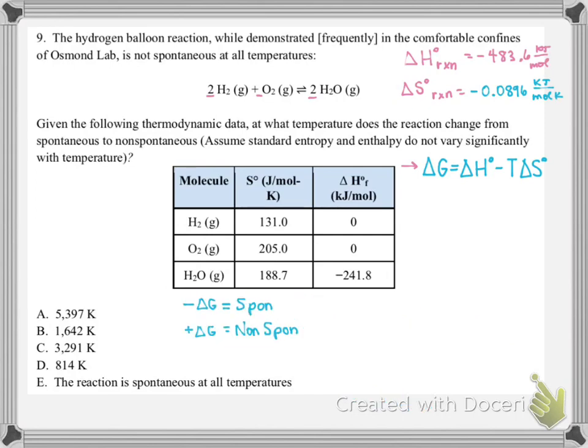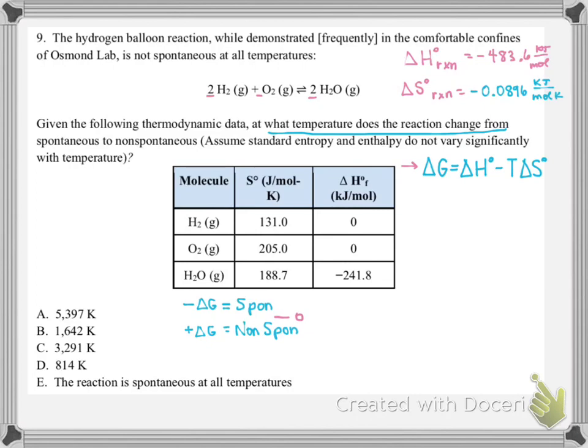So the question at the core of this problem is, at what temperature does the reaction change from being spontaneous to non-spontaneous? So we know that when delta G is negative, we have a spontaneous reaction. And when delta G is positive, we have a non-spontaneous reaction. So the point where that switches is going to be 0 between there. So what we can do is say, let's pretend delta G is 0 and solve for the temperature where that happens, and that will tell us where our cutoff point is between spontaneous and non-spontaneous.